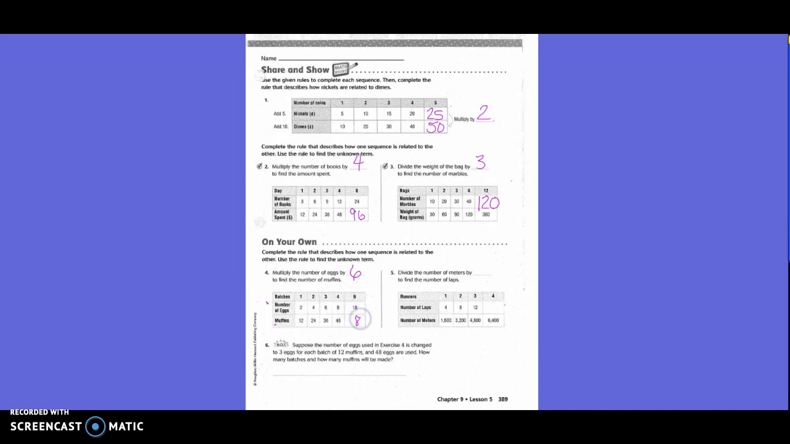So 18 times 6, if we mentally do that, 8 times 6 is 48. So put in 8, mentally carry my 4. 6 times 1 is 6, plus 4 is 10. So 108. Now they want us to divide the number of meters by laps.